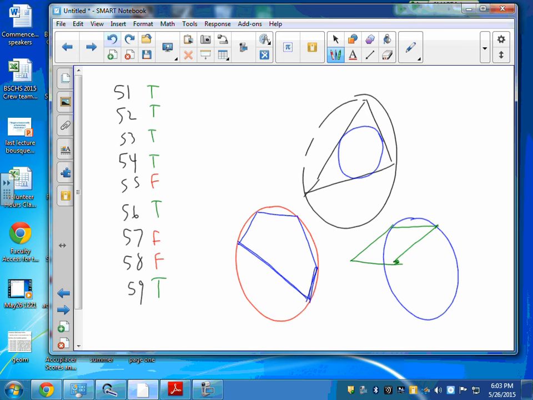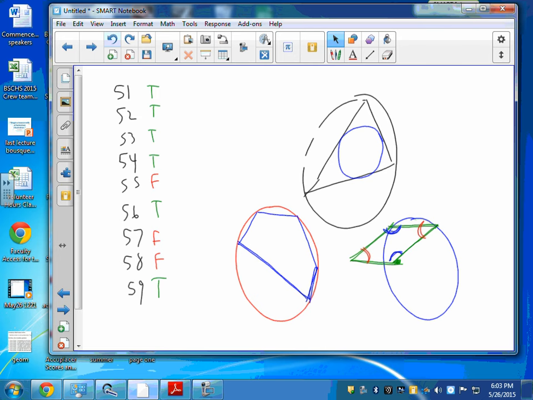One of the criteria for a cyclic polygon is that the opposite angles have to be supplementary. So if this and this add up to 180, and if this and this add up to 180, then we'd be okay. But obviously we have a couple of acute angles here. They cannot be supplementary. And we have a couple of obtuse angles here and here, and they can't be supplementary either. So no, that's a false statement. A little bit tricky one there.